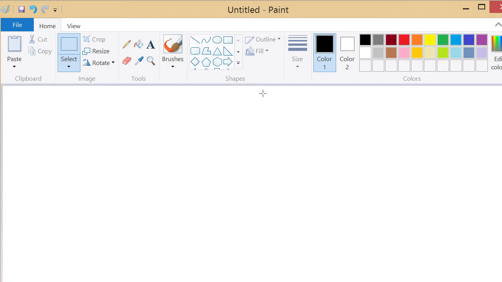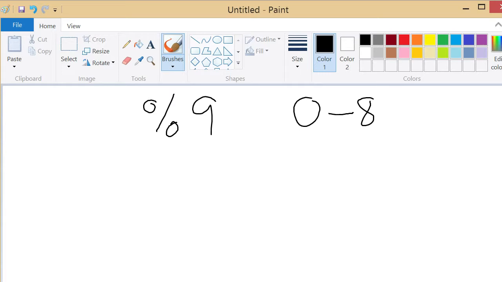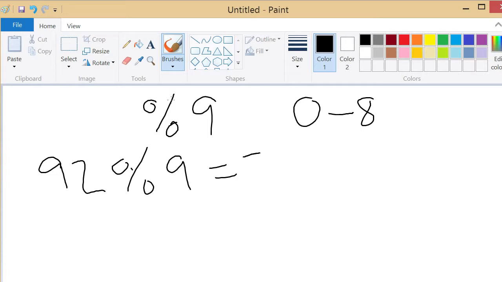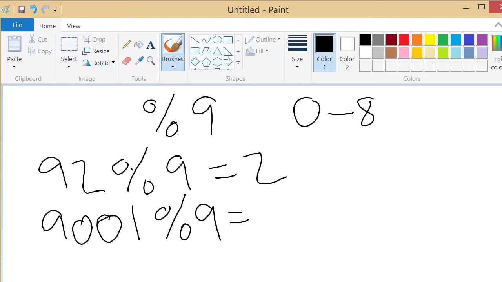Let's say that we're talking about mod 9 now. It's going to be the same thing. It's going to be a mapping of all the integers to the numbers 0 through 8. So we have 92. The prior integer that was an exact multiple of 9 was 90. So 92 mod 9 is going to be 2. And we have 9001 mod 9, that's equal to 1.